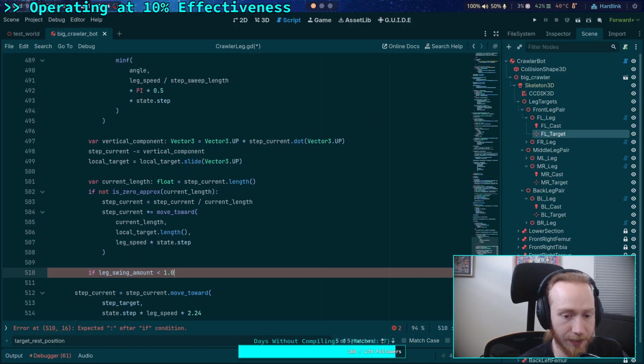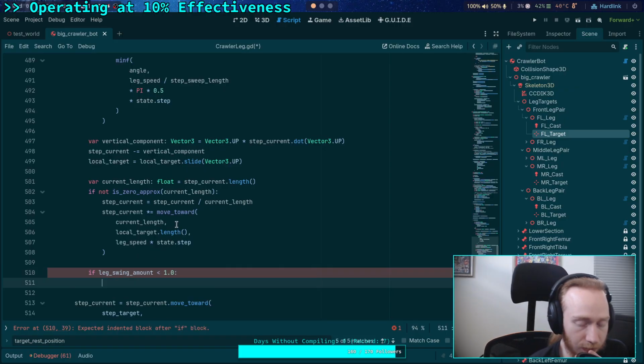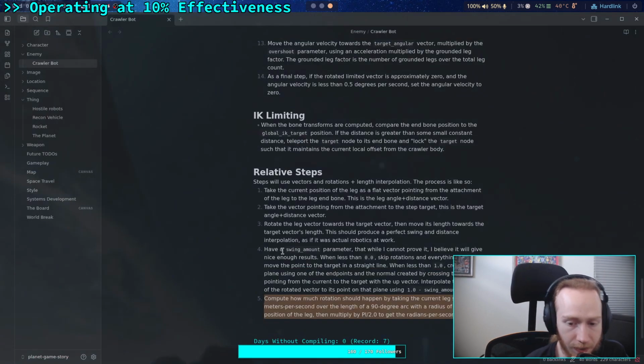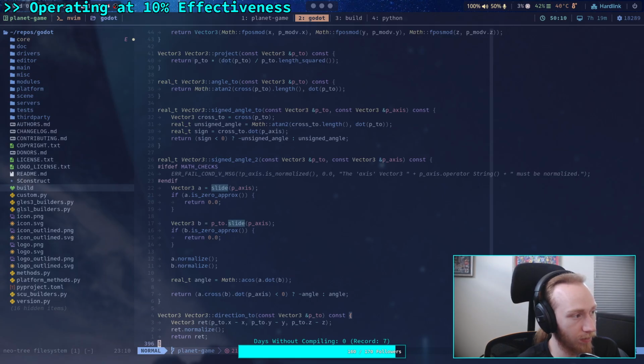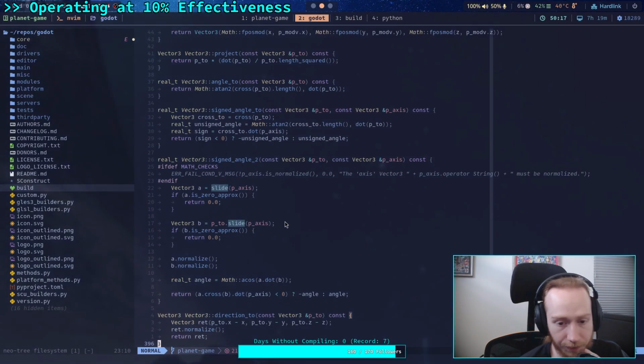If the swing amount is less than 1, now I need to do some kind of interpolation. So the idea is I create the plane using one of the endpoints and the normal, created by crossing the vector pointing from the current to the target and the up vector. So let me review my right-hand rule. I guess I had that wrong for a while. Yeah, okay. Got it.